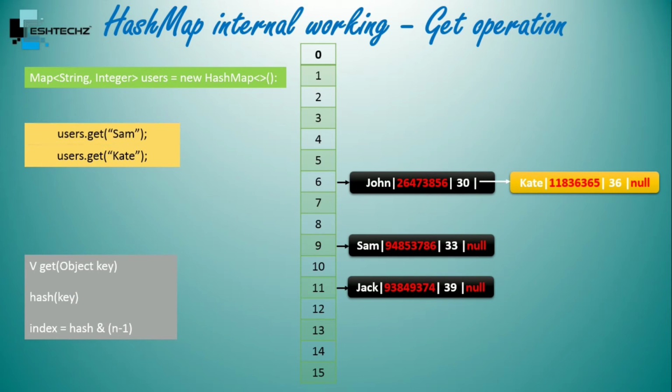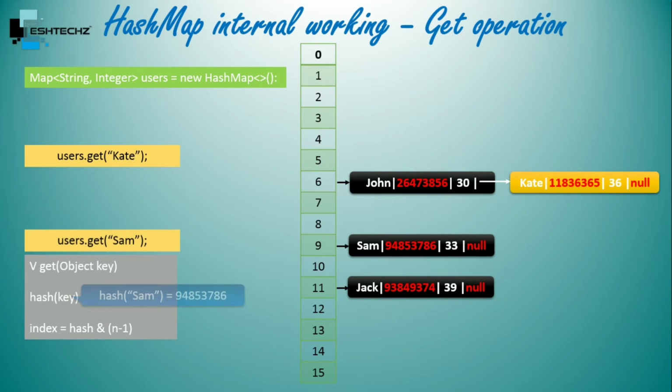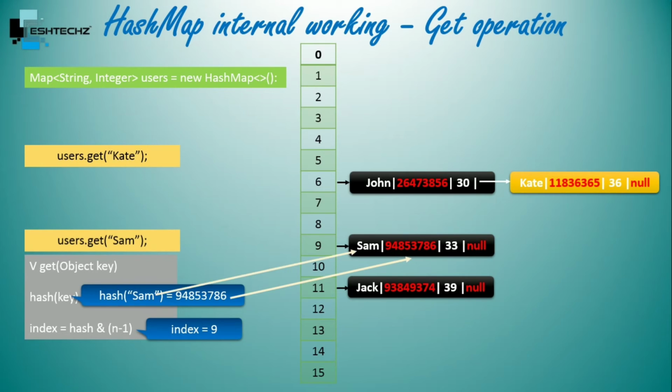Now let's say for Sam, the hash is calculated and the index is also calculated. So here the hash code will get matched. Next, the key will get matched. If both match, the value gets returned to the caller.